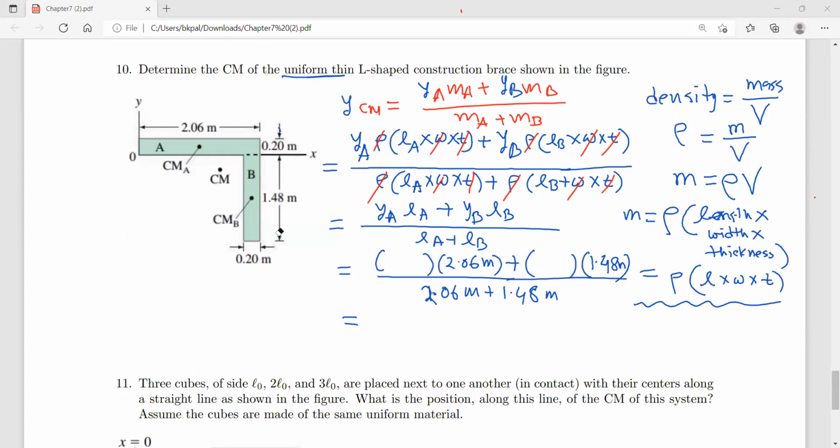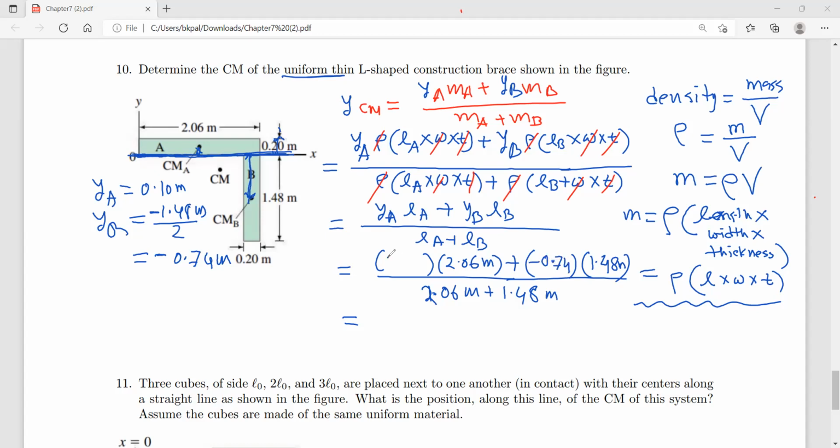YA is this distance. As this is 0.20 meter, half of this will be 0.10 meter. And what is YB? YB is this distance. This is the reference line, so this distance is YB, and that is equal to half of 1.48 meter, which is 0.74 meter. But because this is below the y equal to 0 line, we should have a negative sign. So YB here is negative 0.74.